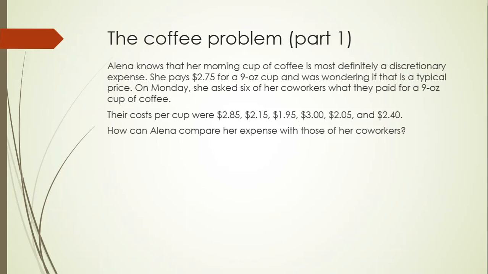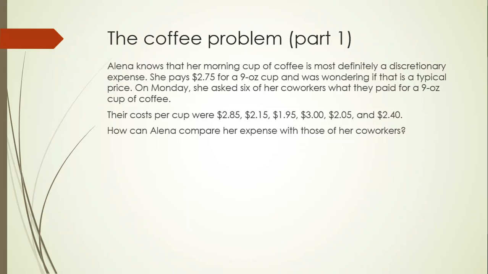Okay, let's look at a couple problems using these. So Alina knows that her morning cup of coffee is a discretionary expense. She doesn't need it, but she wants it. She pays $2.75 for a 9-ounce cup and was wondering if that is a typical price. So on Monday, she asks 6 of her coworkers what they pay for a 9-ounce cup of coffee. Their costs were $2.85, $2.15, $1.95, $3, $2.05, and $2.40.